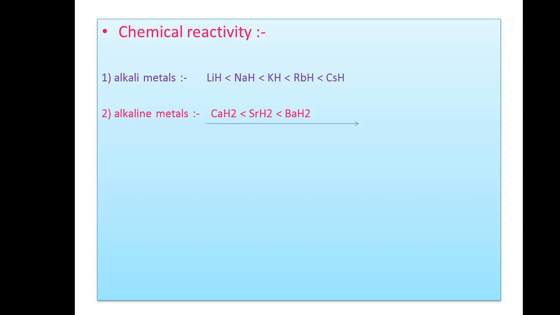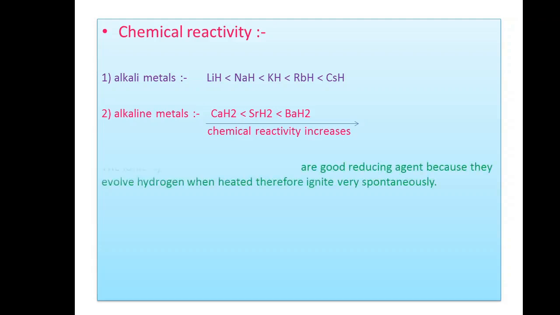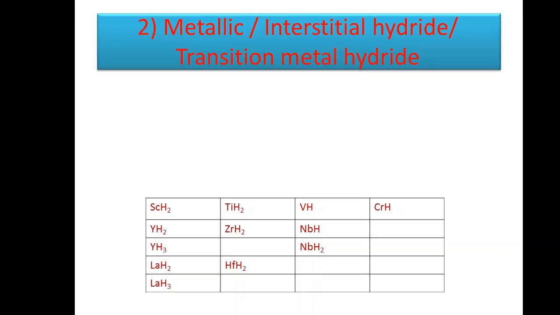Second, alkaline metals. In alkaline metals, it is also the same. Chemical reactivity increases from top to bottom and thermal stability decreases from top to bottom. The ionic hydrides and their compounds are good reducing agents because they evolve hydrogen when heated, therefore they ignite spontaneously.